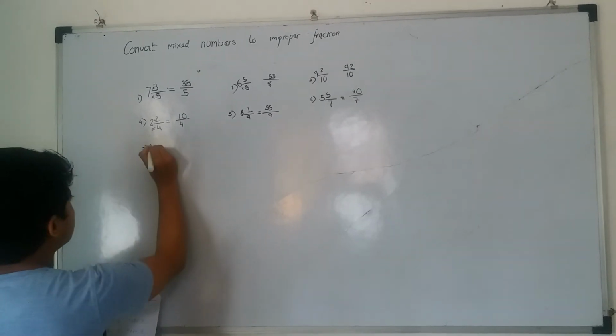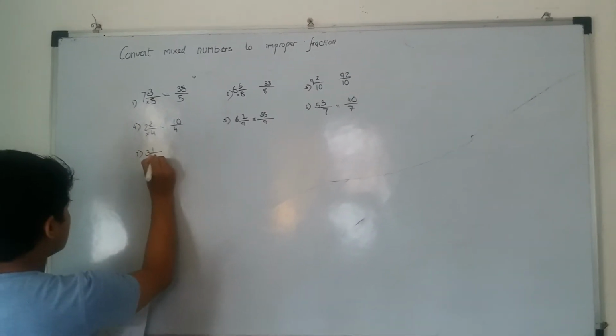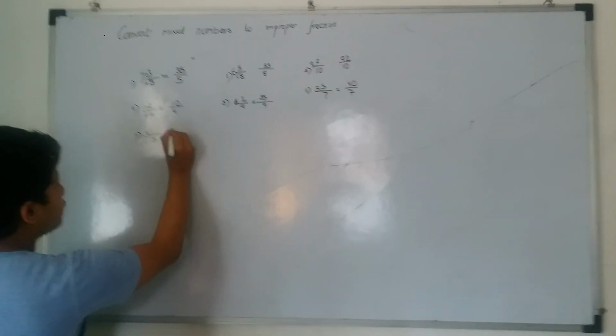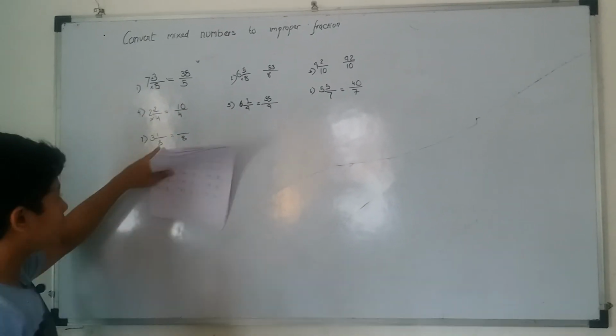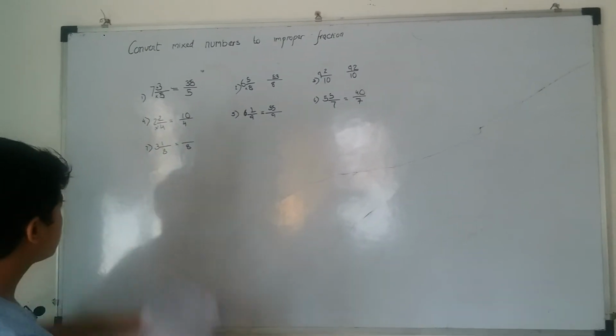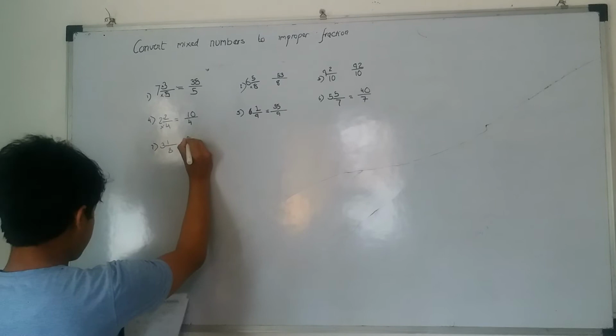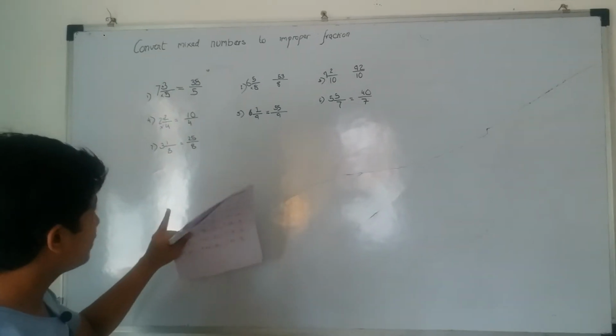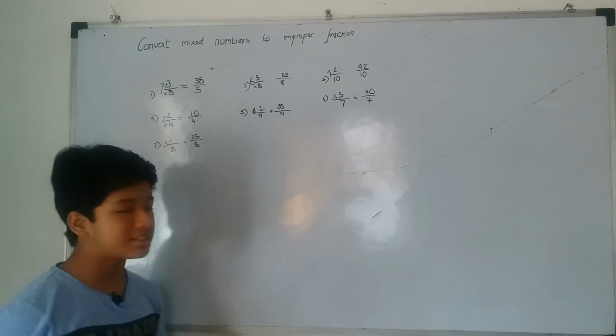Now seventh question, 3 1 upon 8. In this question, see, 8 will remain the same as the denominator is given already. Then 8 3s are 24. 24 plus 1, 25. So the answer will be 25 upon 8. If you want to take a screenshot of the answers, you can also take.